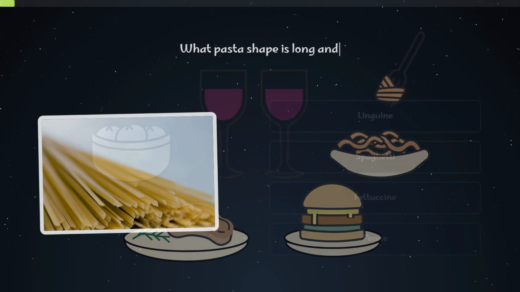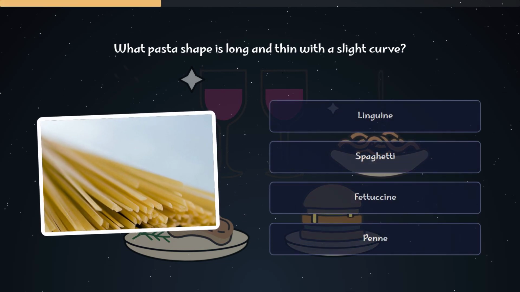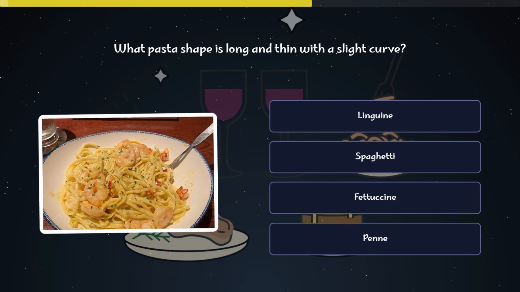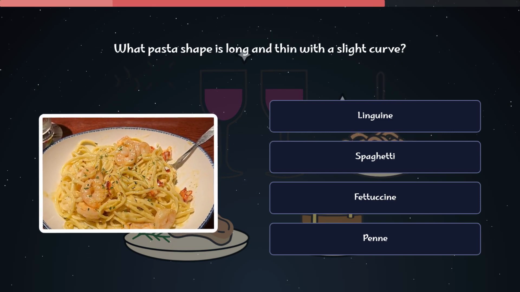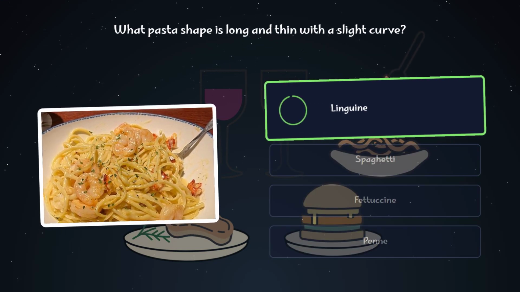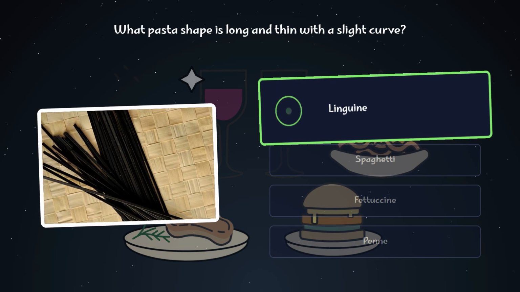What pasta shape is long and thin with a slight curve? Linguine is a long and thin pasta shape that is similar to spaghetti but with a slight curve.